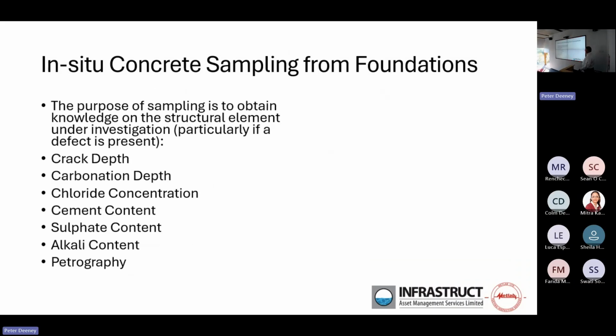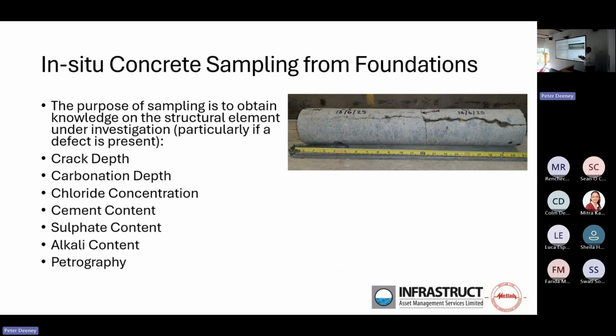So then in situ sampling. The purpose is that we want to learn a lot about our concretes from the samples. So if there's crack depth, if it's carbonated, chloride, cement, sulfates, alkalis, petrography, we can use these samples. This is one that we took from, again, not a wind farm, because we didn't find full depth cracking, but you can see 500 millimeter deep cracking in that structure. So very quickly, you know you've got a problem. And when we looked at petrography, the problem is deeper again than that.